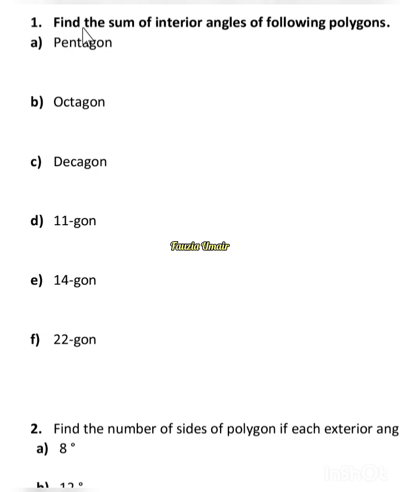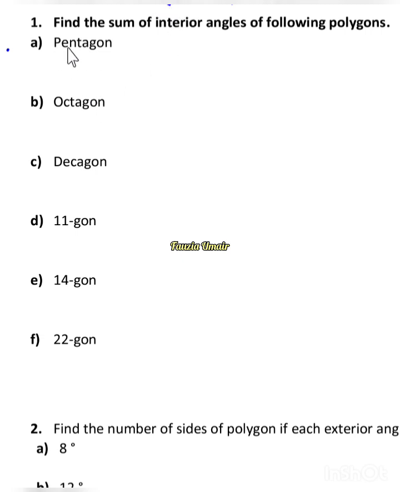The first question is, find the sum of interior angles of the following polygons. We need to find the total sum of the interior angles of different polygons. We know the formula is (n minus 2) into 180, where n is the number of corners of a polygon. It means that the interior angle of a polygon depends on the number of corners that polygon has.